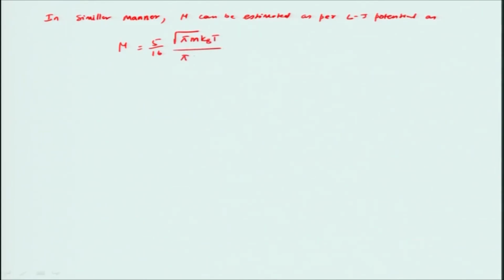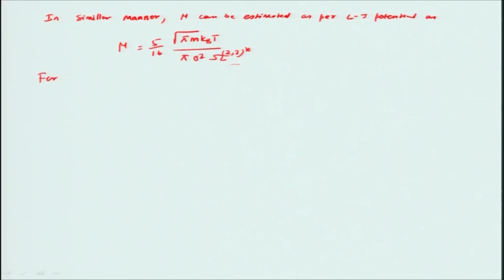Mu can be estimated as per the Lennard-Jones potential as mu equals 5 by 16 times the square root of pi m kB T, divided by pi sigma square omega 2,2 star. The only difference is this one, that is your integral factor.